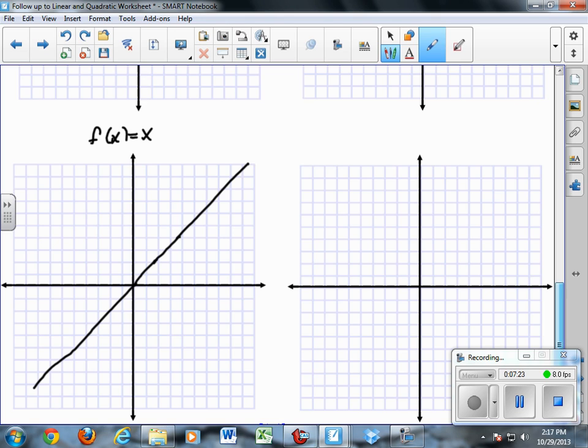Now, if I apply those same transformations to the basic linear function, I would have f of x is equal to 2 times the quantity x minus 3, plus 2. I don't have a vertex in this graph, so we'll look at the origin instead. If I take the origin and move it over 3 and up 2, now the graph goes through the point 3, 2 instead of 0, 0. And then I'm going to apply the slope.